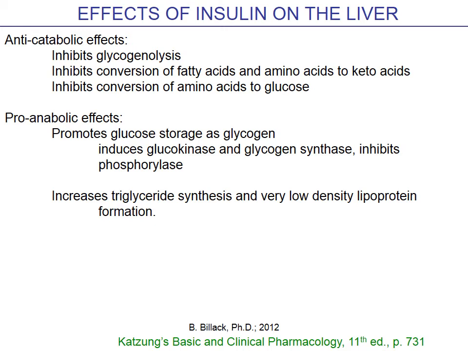In the liver, we see anti-catabolic action, right? We see inhibition of glycogenolysis, inhibition of the conversion of fatty acids and amino acids to keto acids, and we see inhibition of the conversion of amino acids to glucose through gluconeogenesis. Pro-anabolic effects, we see storage, glucose stored as glycogen. We see triglycerides being formed to store fatty acids, and very low density lipoproteins being formed as well.